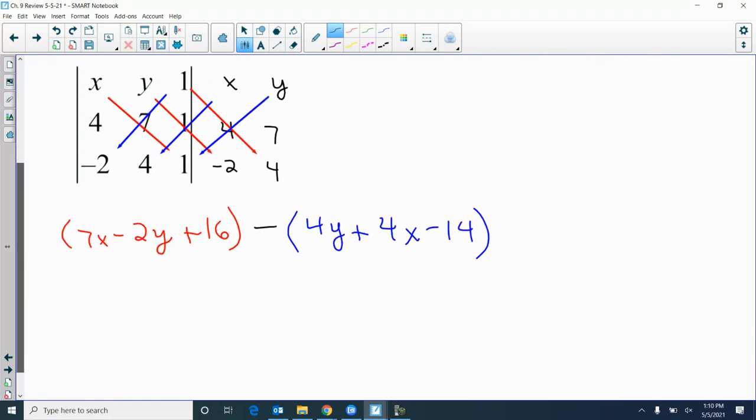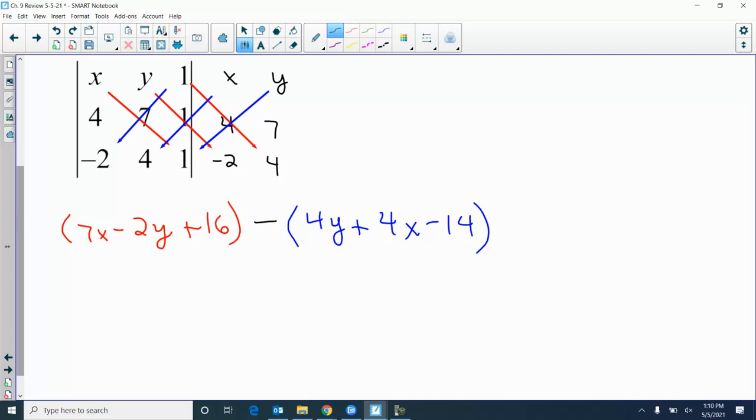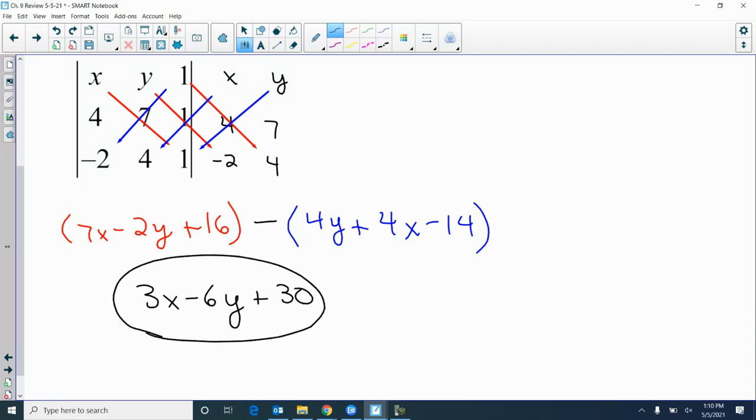And then we get 7x minus 4x, which is 3x. Negative 2y minus 4y, which is minus 6y. 16 minus negative 14, which is plus 30. Okay. So that'll be your determinant.